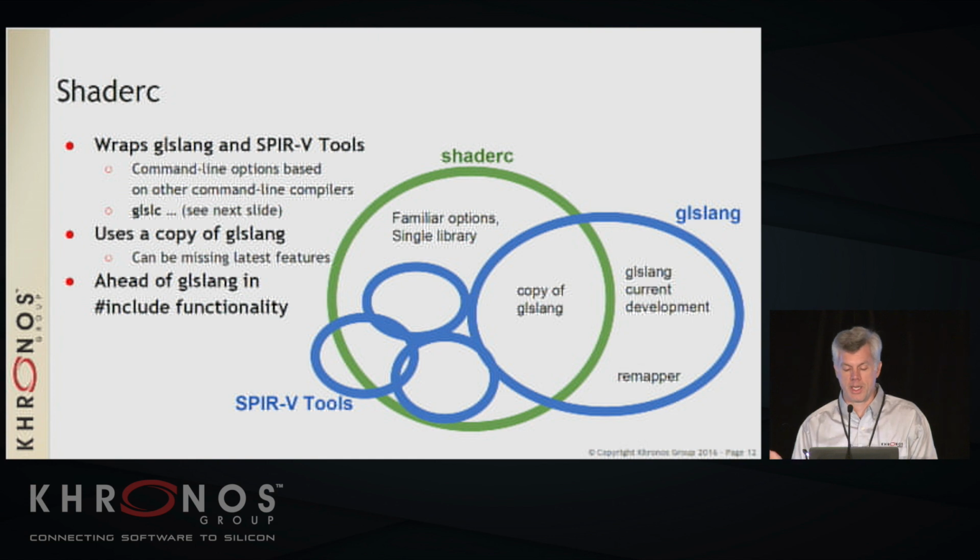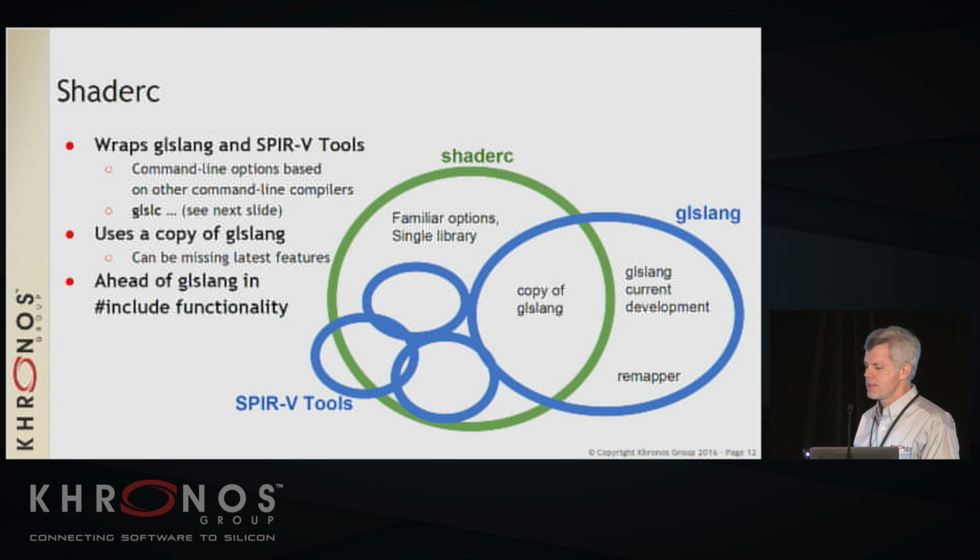Shader C is a Google project. It's another repository, and its main thing is to wrap all these other tools and to present it in a way that looks normal for a traditional compiler chain using traditional options. The compiler inside there is GLSLC, so GLSLC and Shader C are kind of used interchangeably. And it has snapshots of these tools that it knows all work together and wraps up into a single tool.